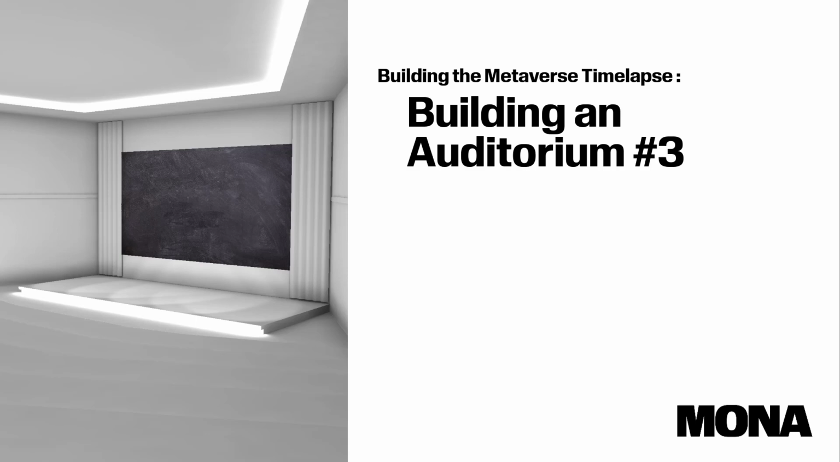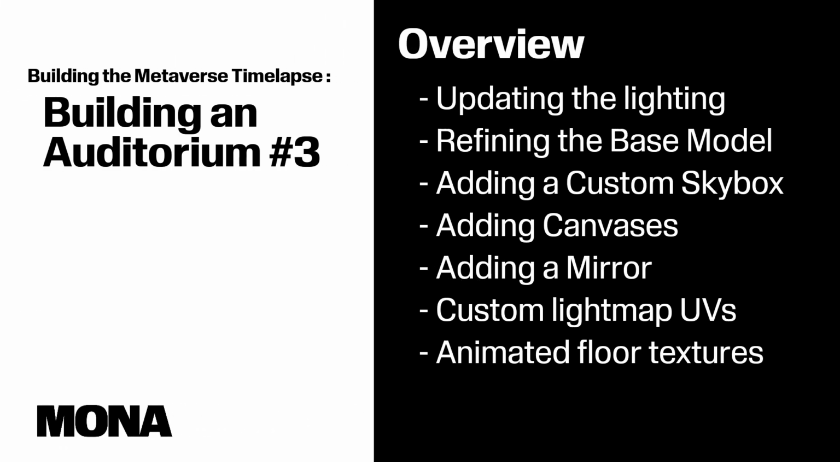Welcome to Mono Tutorials. In this session we'll be looking at building the Auditorium for the third and final session. We'll be looking at updating the lighting, refining the base model, adding a custom skybox, adding canvases, adding a mirror, custom Lightmap UVs, and animating floor textures, as well as just wrapping up the space.